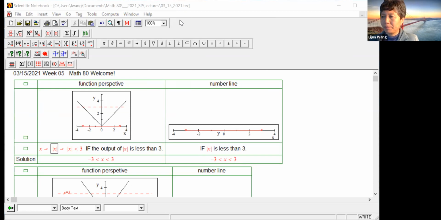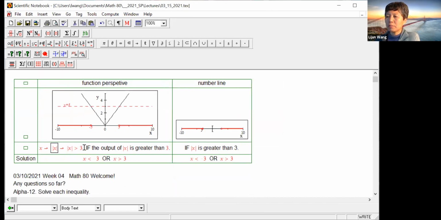All right. We mainly talk about two major types. One is absolute value less than a positive number, absolute value greater than a positive number. Sometimes we have greater than a negative number, greater than or equal to 0, or other cases. Do you guys have any questions up to 15, alpha 15? If you don't have any questions up to alpha 15, I will take you guys to alpha 16a.